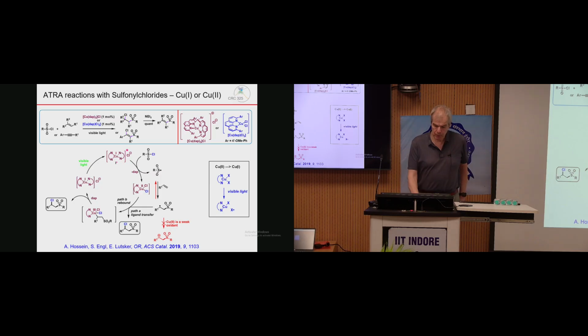So one of the answers to this could have been that if you irradiate the copper-2 chloride complex, you do a homolysis, and when you do this homolysis, you're forming a chlorine radical, and you form the copper-1 complex, and the copper-1 complex is your active ingredient.